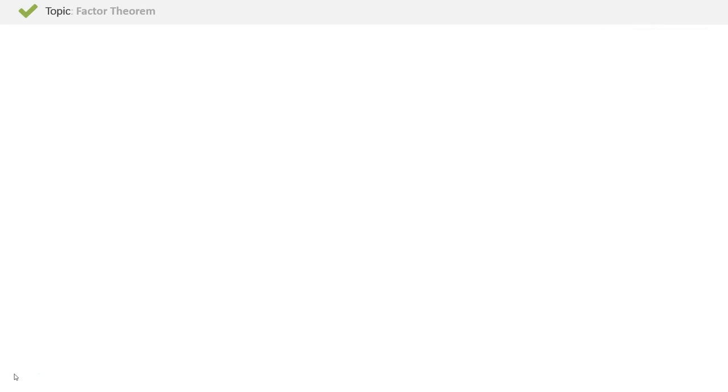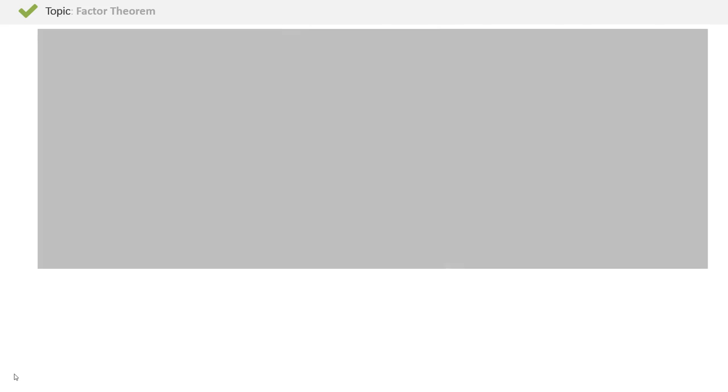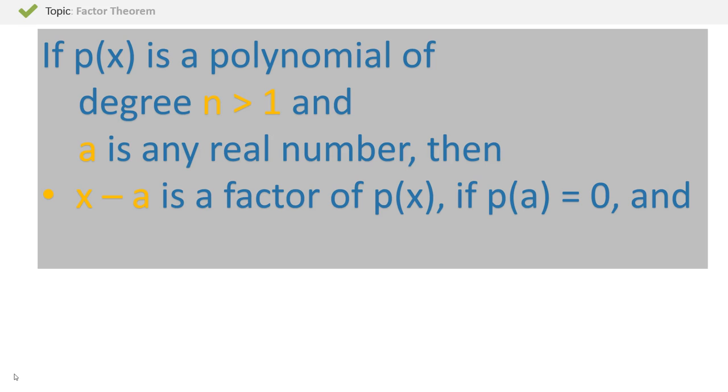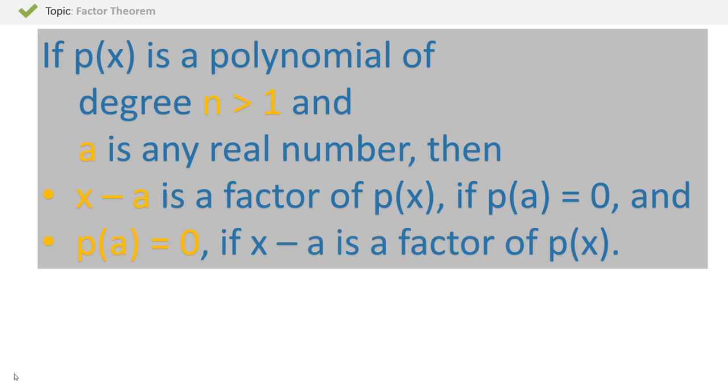Now let's talk about what is factor theorem. If p(x) is a polynomial whose degree is greater than or equal to 1, and if a is any real number, then x minus a is a factor of polynomial p(x) if p(a) equals 0. So if you replace x with a and that gives you 0, then x minus a is a factor of the polynomial. And vice versa, if p(a) becomes 0, where a is a value of x, then x minus a is a factor of p(x).